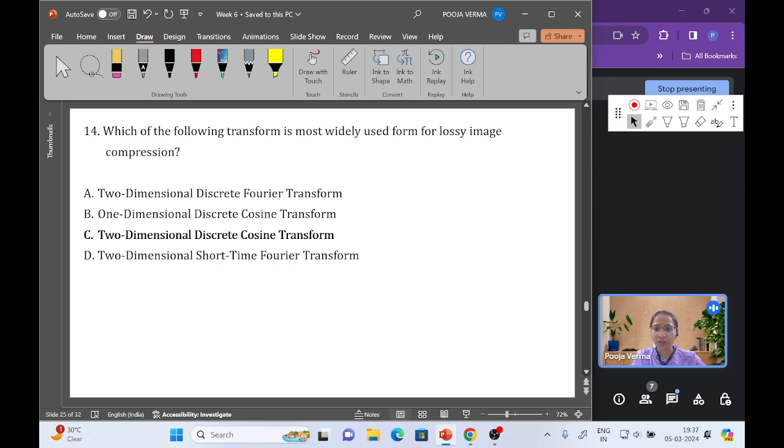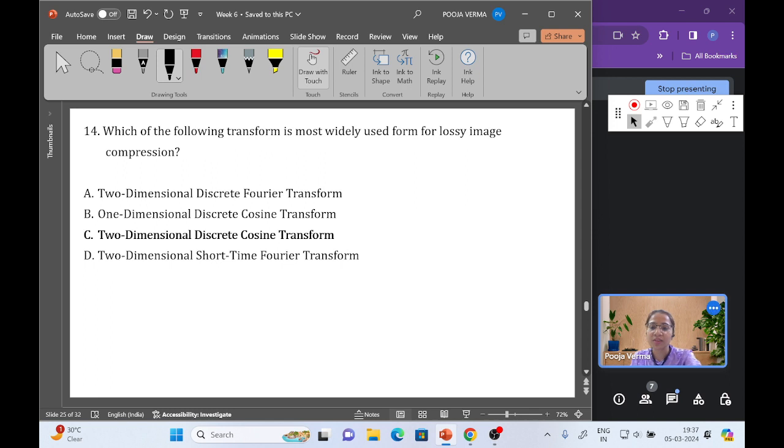Which of the following transforms is most widely used for lossy image compression? Option A, two-dimensional discrete Fourier transform. Option B, one-dimensional discrete cosine transform. Option C, two-dimensional discrete cosine transform. And option D, two-dimensional short-time Fourier transform. Here it is given as lossy image compression. An image is a two-dimensional signal, right? So first it must be a two-dimensional transform, so option B is discarded.